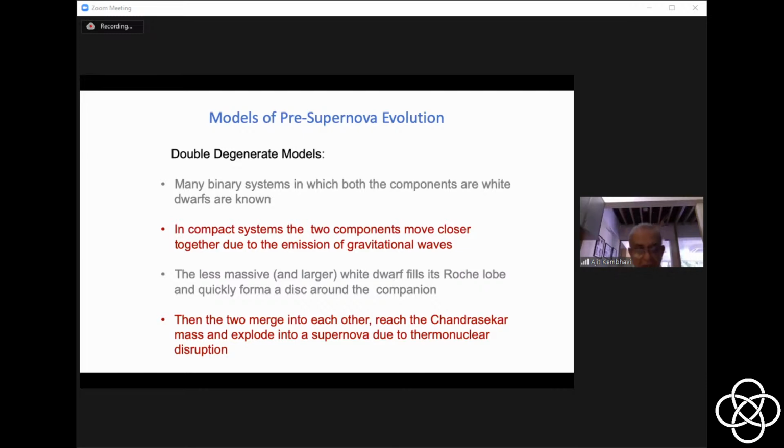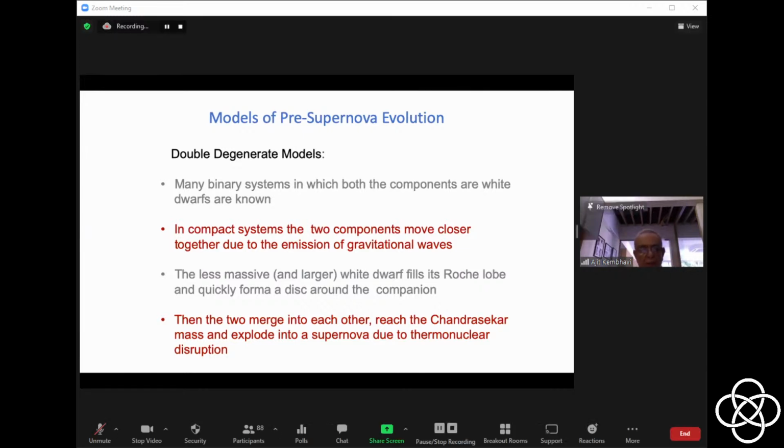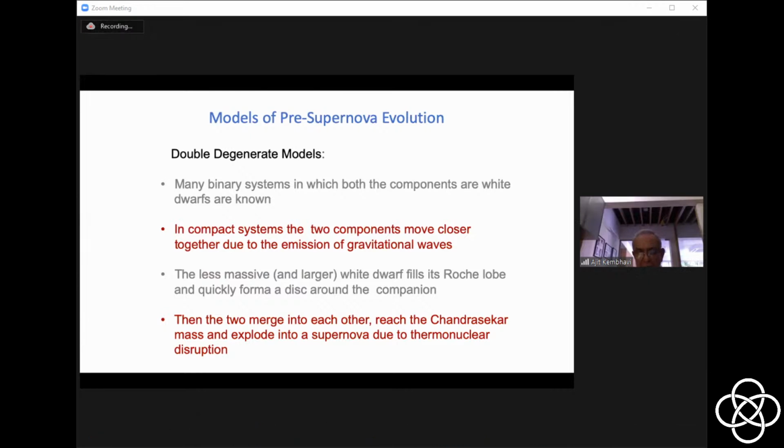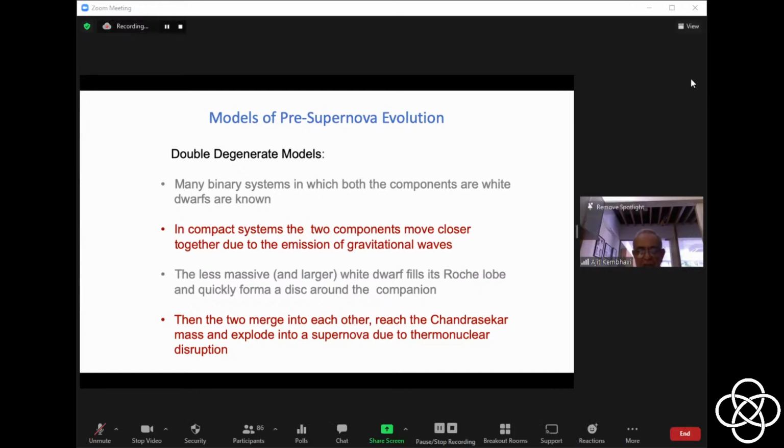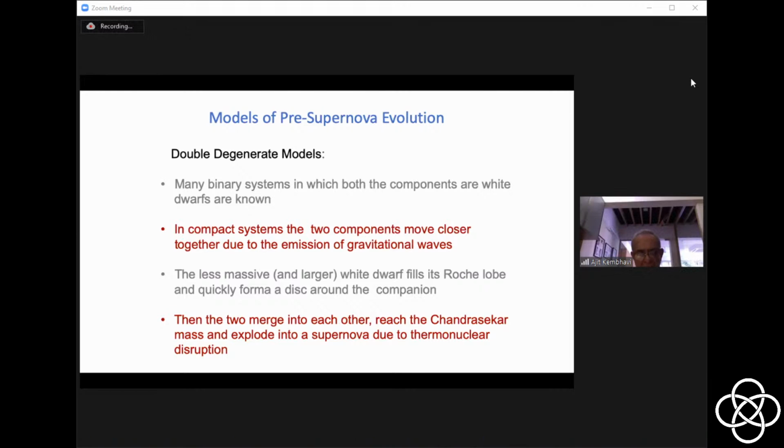Then the less massive white dwarf, you know that the lesser the mass, the greater is the radius. So the less massive white dwarf fills its Roche lobe, quickly forms a disk around the companion, and then the two merge into each other. Okay, the two just merge into each other. And when they merge into each other, you will get a catastrophic explosion, which is supernova type 1a.